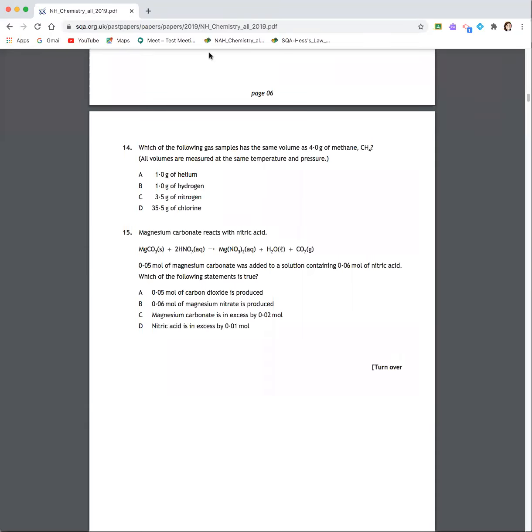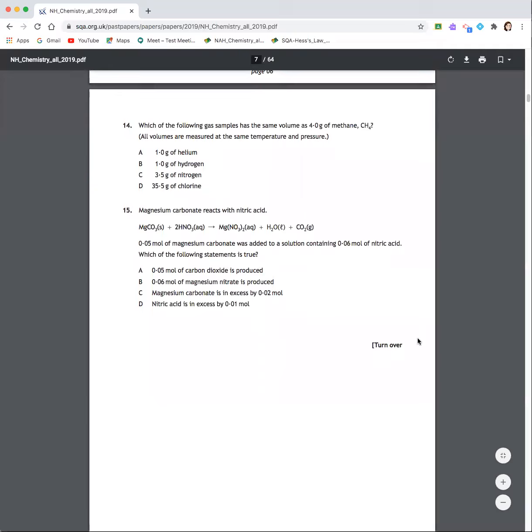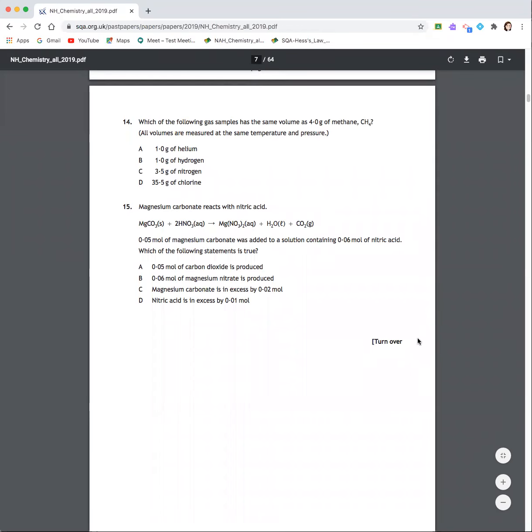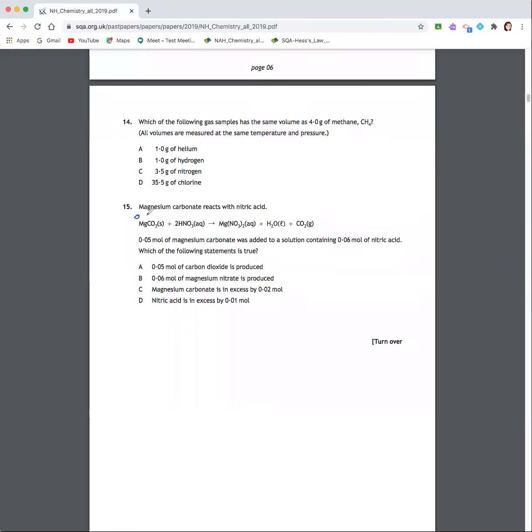So then question 15. So you've got 0.05 moles of magnesium carbonate. So I'm going to write that above the magnesium carbonate in the question, so 0.05. And that was added to a solution containing 0.06 moles of nitric acid. And then you're to work through these statements. So my advice for these would be to work out the moles of everything before you look through the statements.